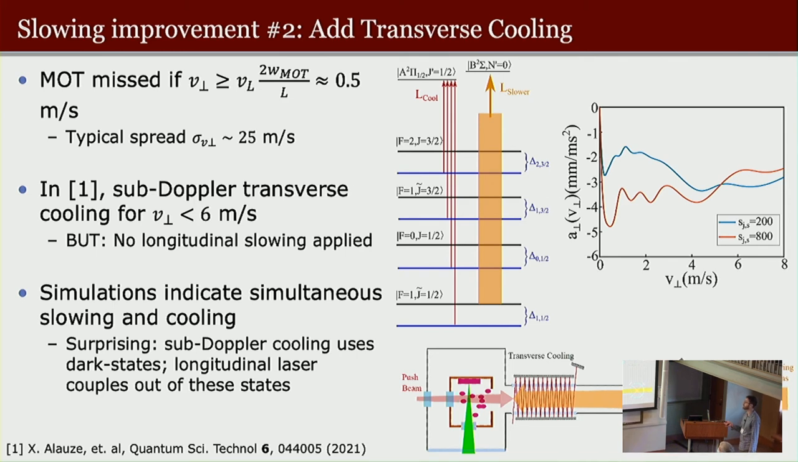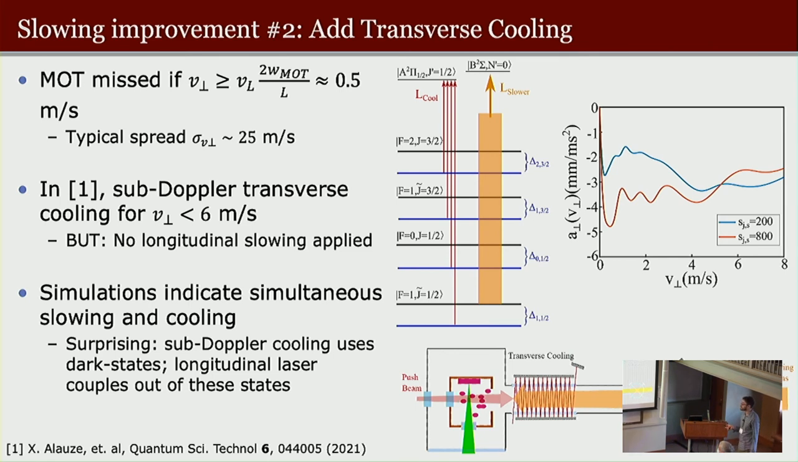that if you have a transverse velocity above half a meter per second, you're just going to miss the MOT entirely. You're going to collide here, or you're just going to miss the MOT beams in general. Typical transverse spread out of this cell is about 25 meters per second. So basically, most of your molecules are going to be missed.